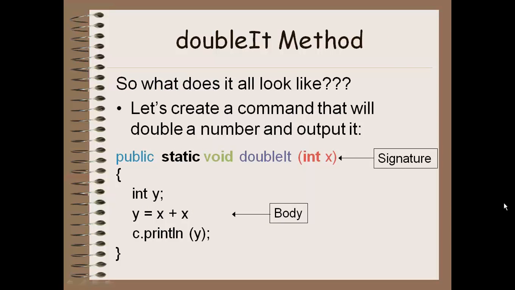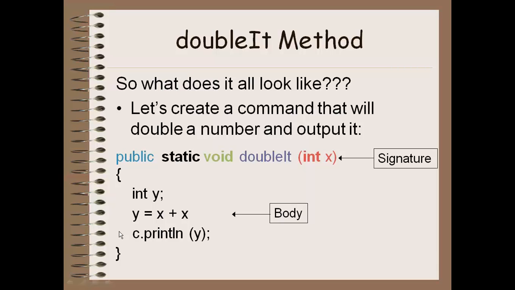So let's take a look at an example. I'm going to make a command that is going to double a number and output it to the console. So in order to do this, again, we want it to be public so anyone can use this method. It has to be static because all methods we create are static. Void tells me it's a command, I'm not returning any information. Double it is the name of the method, again using the intercap method. And then in this case, I require you to give me an integer which I'm going to call x. Now this isn't a very good variable name, but because it fits better on the screen, I'm going to use it. This whole line here is called the method signature.